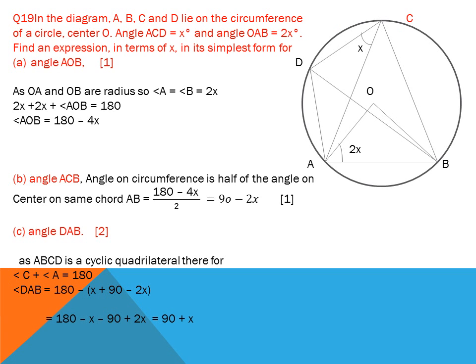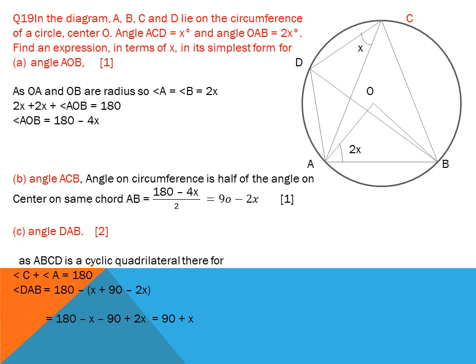Question number 19 is related to the circle. You should focus on the properties of the circle, then it will become very easy, otherwise it is very difficult. ABCD is a quadrilateral. It's a cyclic quadrilateral. When a quadrilateral lies in a circle, it is called a cyclic quadrilateral. The sum of opposite angles of a cyclic quadrilateral should be equal to 180 degrees. It's a property of a cyclic quadrilateral.